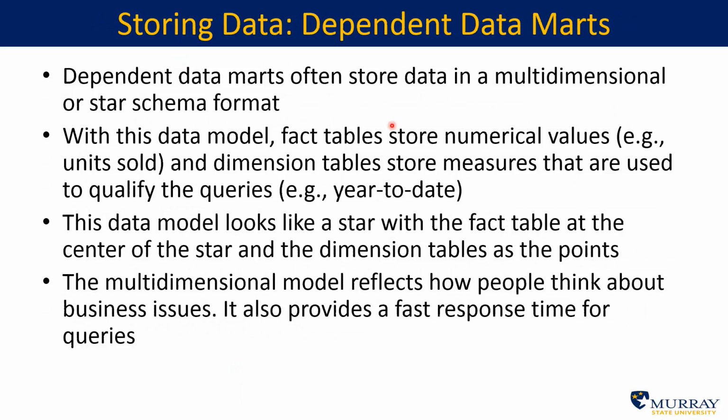Now, it was mentioned that dependent data marts often store data in the so-called multidimensional or star schema format. I'll show you in a second what this format looks like. With this data model, fact tables store numerical values, for example, units sold, and dimension tables store measures that are used to qualify the query. So basically, you can say that dimension tables provide further details for those numerical values. And then querying can be done across those dimensions. Now, the data model looks very much like a star, and I'm talking about the visual representation. And the multidimensional model is very parallel to how people think about business issues and life in general, right?